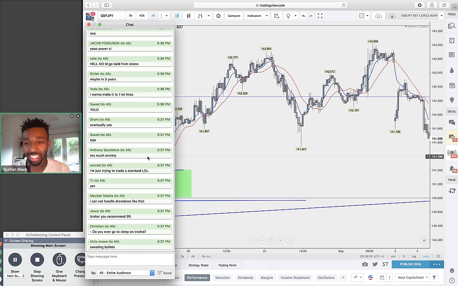Do I ever go to sleep on trades? It depends. It depends on how much profit I'm in, and what lot size I'm using. If I'm in drawdown, I'm probably not going to be going to sleep. I might sleep for an hour or so. If I'm in drawdown, I do not like to go to sleep too much. But if I'm in profit, like 40 pips or 60 pips or even 100 pips, I'm taking a full sleep, 8 hours. I'm knocking out.